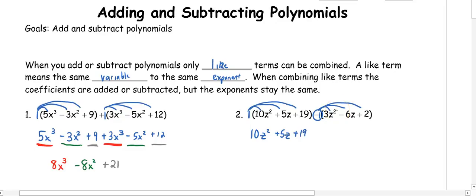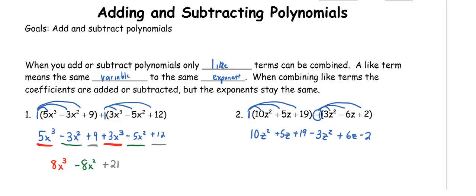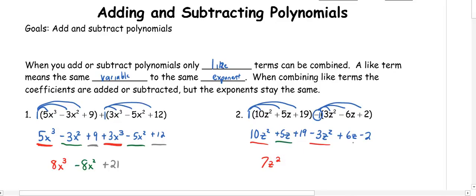I'm going to distribute negative 1. Remember, when you distribute a negative 1, it changes your sign. So we're going to have minus 3z squared plus 6z minus 2. Now comes the combining like terms. So the highest exponent is squared in this case, so 10z squared minus 3z squared will get us 7z squared. Then we have 5z plus 6z, which will get us 11z. And then last we have our constant 19 minus 2, which will get us positive 17.